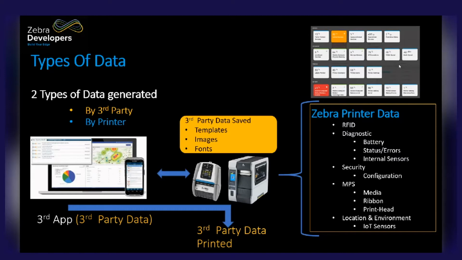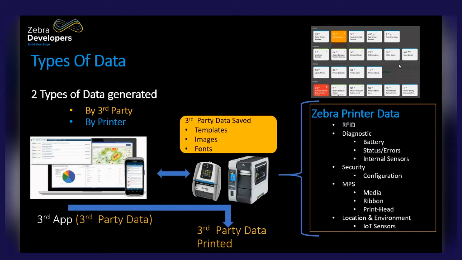We recommend working through that process so you can create your templates, save your images for the logos, and use their forms. Basically, what you are sending to the printer is the variable data. That's for the third-party data. Now, let's review the printer data.